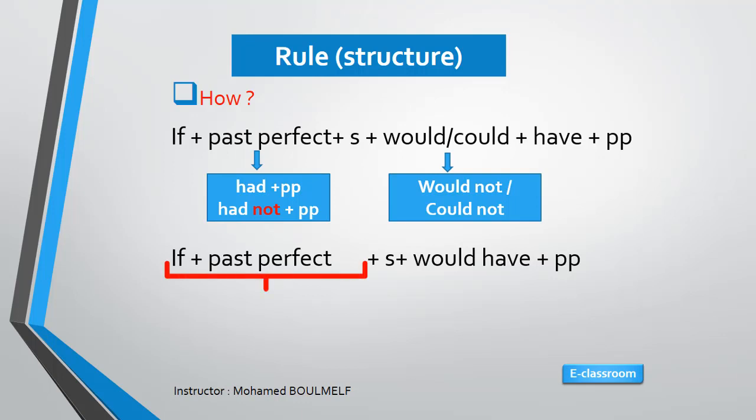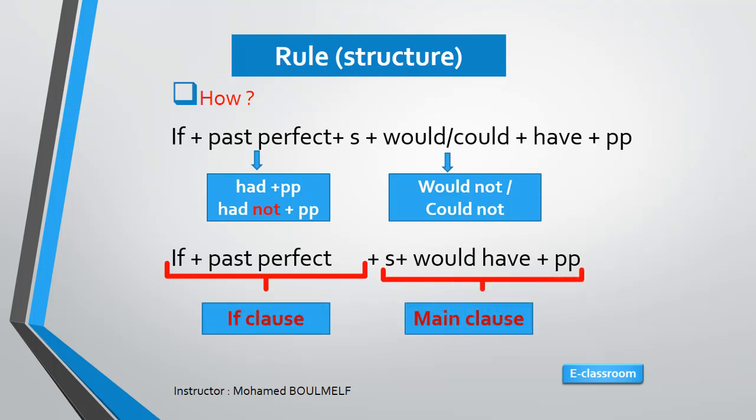The first part is called the if clause, and the second part is called the main clause. So here is a question for you guys: what is the difference between the main clause and the if clause? Some of you have the answer. The if clause needs something to be completed. It doesn't make sense, it doesn't have a meaning, okay? And the main clause has a meaning. It makes sense, okay?